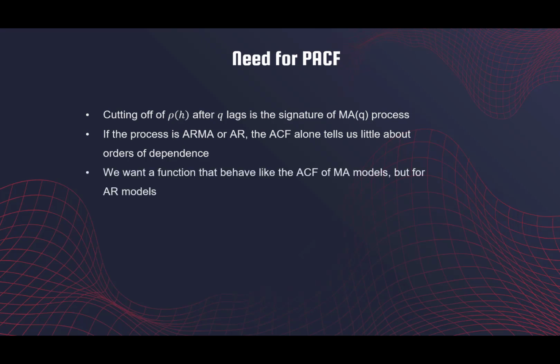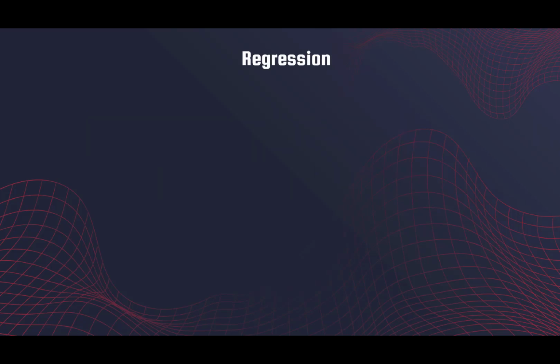So our whole goal is to construct a function that will behave like the ACF does for the MA models. Basically, we want a function that will cut off after lag 3 for AR(3) models, will cut off after lag 4 for AR(4) models, and so on. And that brings us to the partial autocorrelation function, or the PACF.